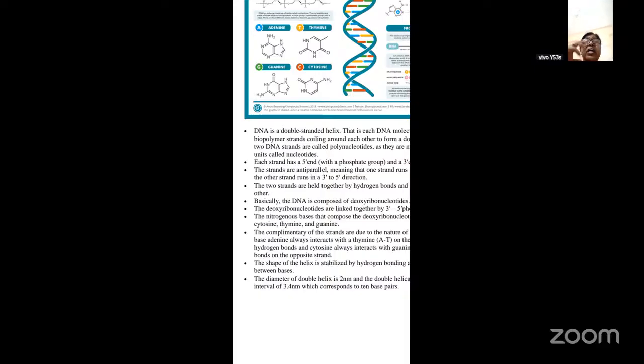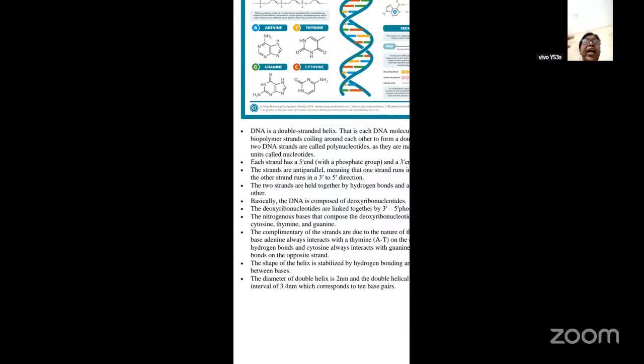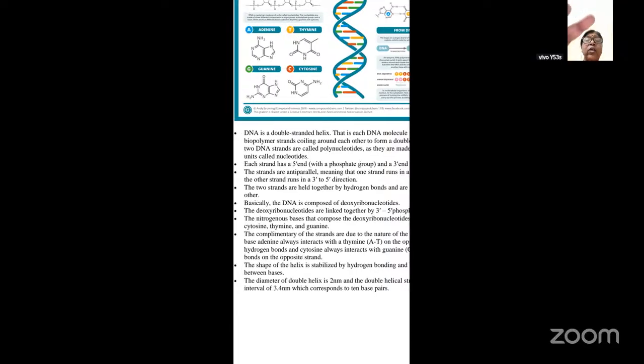So that is the double helical structure of the DNA, which was given by Watson and Crick. As given by Watson and Crick, DNA is a double stranded helix, or you can say it has a double helical structure. That means each DNA molecule consists of 2 biopolymer strands which coil around each other to form the double helical structure. These 2 strands are called polynucleotides, as they are made up of a number of monomer units called nucleotides. And each strand has a 5' end with a phosphate group and a 3' end with a hydroxyl group.